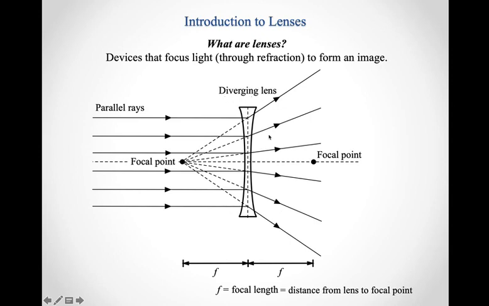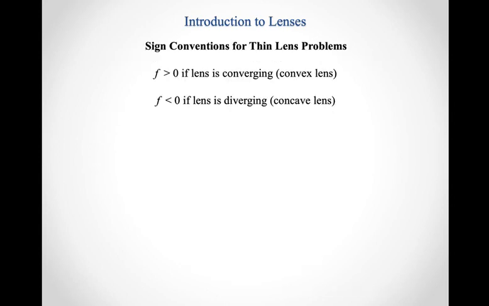Diverging lens, just like our converging lens, again, there are two focal points, and that distance from the lens to the focal point still defines the focal length. What is important in differentiating between a diverging lens and a converging lens is whether that focal length is given as a positive value or a negative value. So if the focal length of your lens is positive, then you have a converging lens. Converging lenses are also known as convex lenses. On the other hand, if the focal length is negative, then you have a diverging lens. And diverging lenses are also referred to as concave lenses.